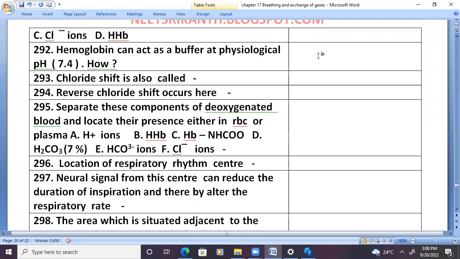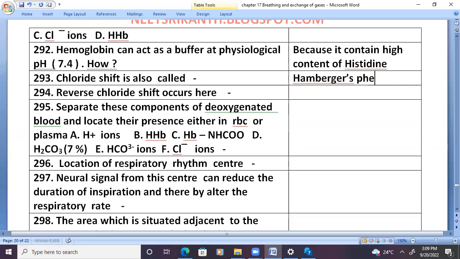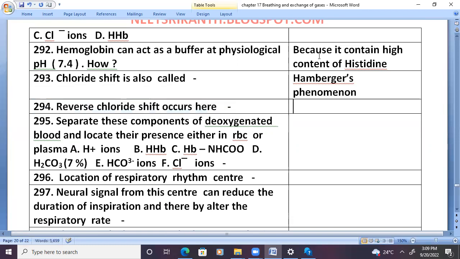Hemoglobin can act as a buffer at physiological pH 7.4. How? Because it contains a high content of histidine. An amino acid called histidine makes them do so. Chloride shift is also called Hamburger's phenomenon. Reverse chloride shift occurs at lung alveoli.